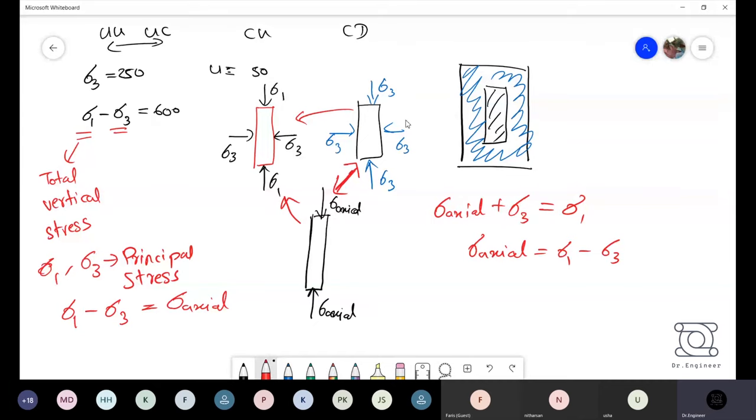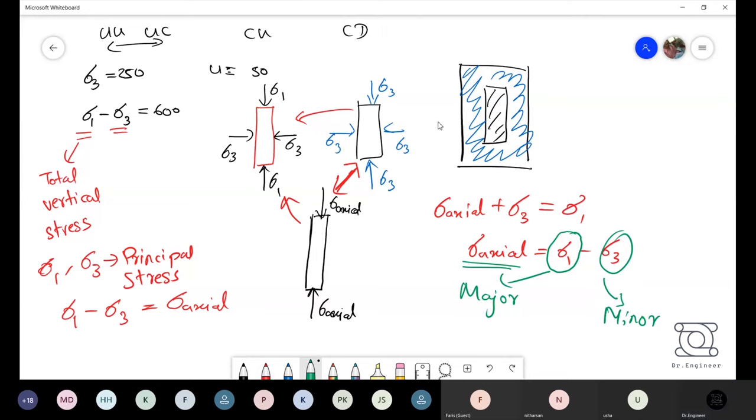I hope you have understood what is sigma axial, what is sigma 1 and what is sigma 3. These are predefined terms. Sigma 1 is your major principal stress, and sigma 3 is your minor principal stress. The deviatoric stress is the difference between the major principal stress and minor principal stress, which is your axial load. Don't get confused. Okay, so I'll move on to the question now.